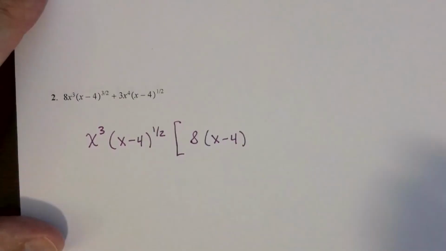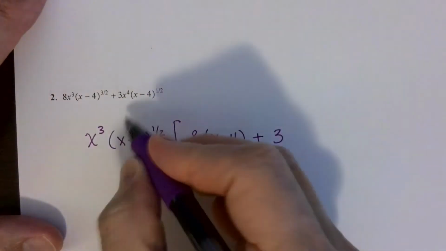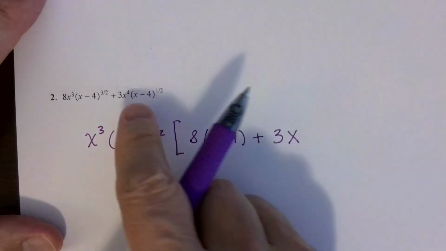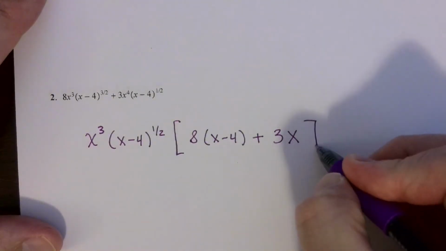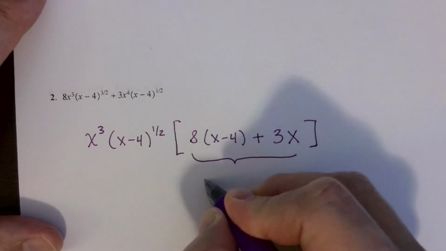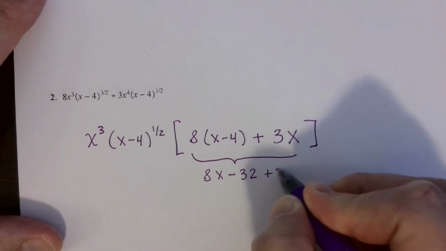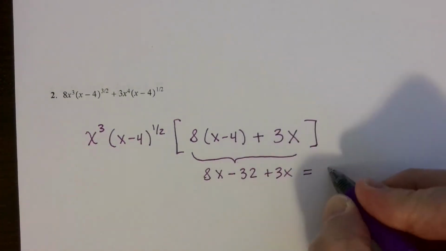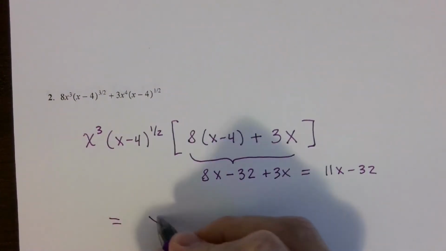Okay, second term has a 3. X to the 4th, we pulled out x cubed, that leaves me 1x. And the x minus 4 to the 1/2, that was factored out. Okay. So this time what we're left with in the brackets, we can simplify again, distribute this 8. 8x, 8 times 4 is 32. And I get 8 plus 3, 11x minus 32. And so this thing factors as x cubed.